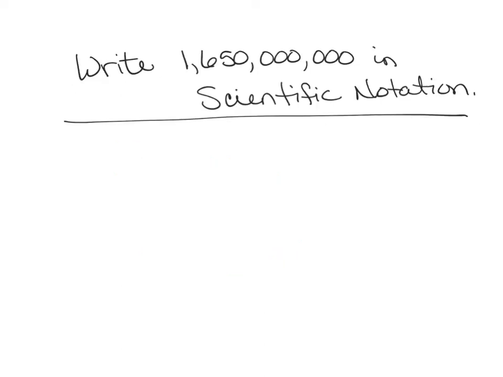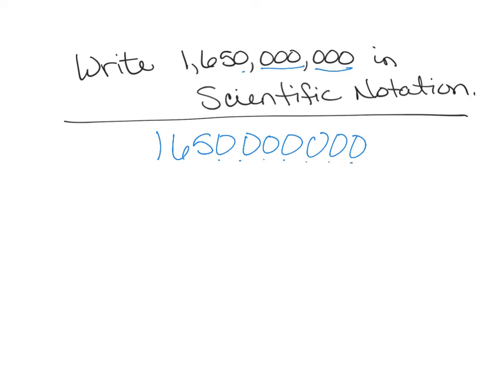Let's try it again. Now we have 1,650,000,000 and another 3 zeros. So I got 3, 6, 7, then the 165. So again, here's my decimal point. So I've got something times 10 to the power of, and I know it's going to be a positive exponent because my number is really big. So I'm going to move my decimal point past all these zeros.